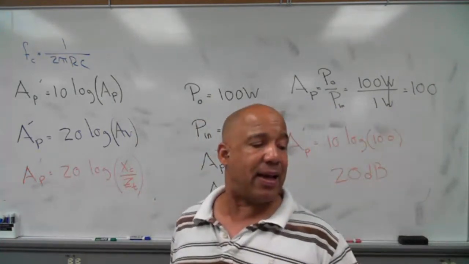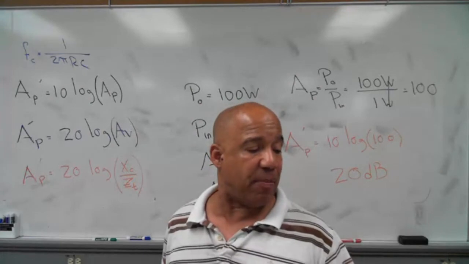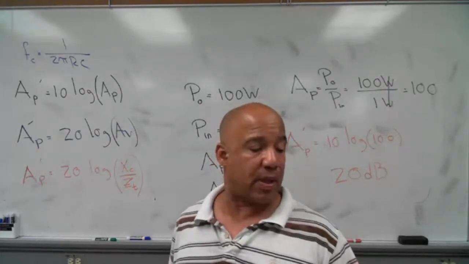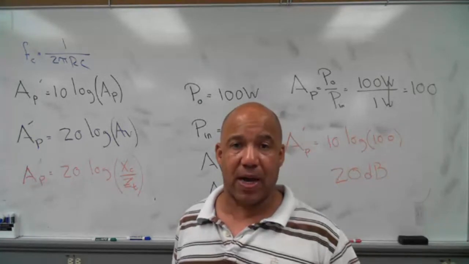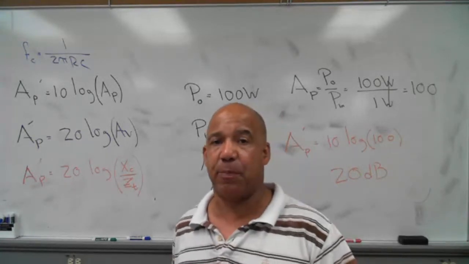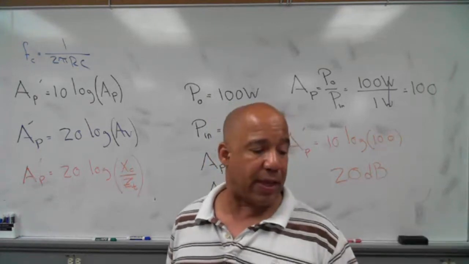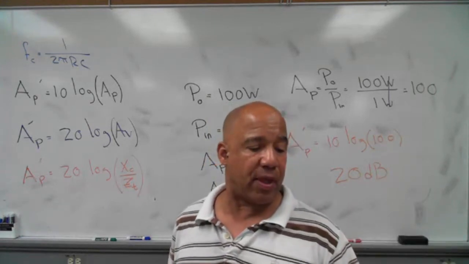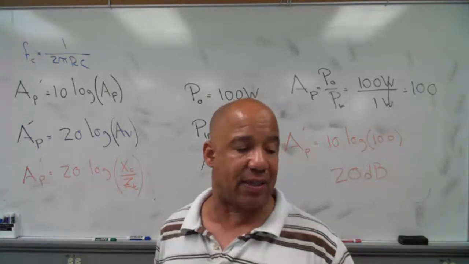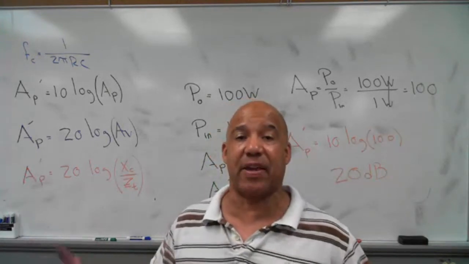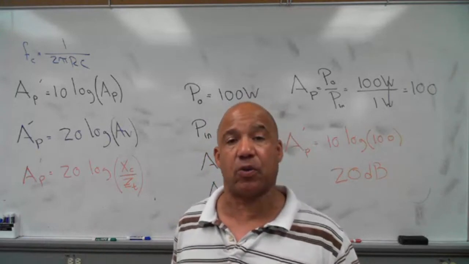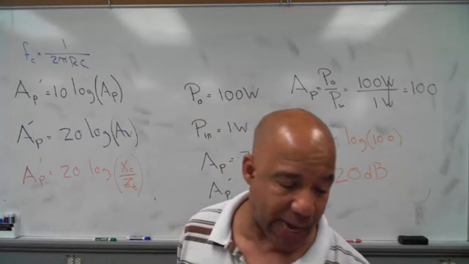It says now you've got a filter. It says the input to a filter is 100 milliwatts. The output is 5 milliwatts. So this must not be an active filter. This is a passive filter because my output power is less than my input power. You've got 100 milliwatts going in, you've got 5 milliwatts coming out. I want you to calculate the attenuation. That attenuation is negative gain. I want you to calculate the attenuation offered by the filter. So see if you can do that one.